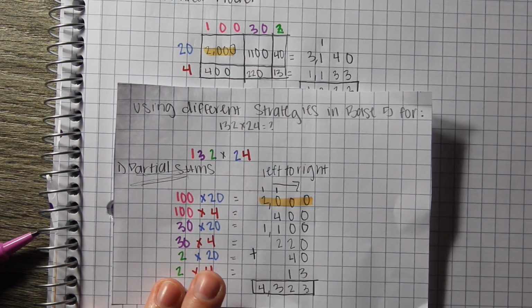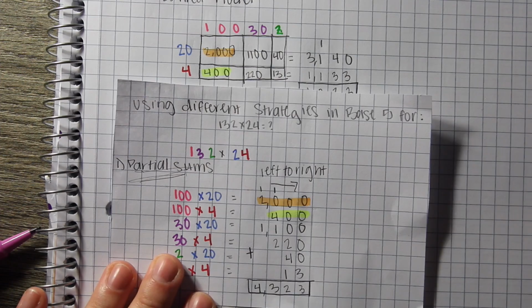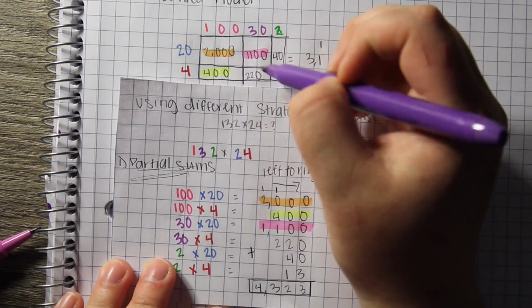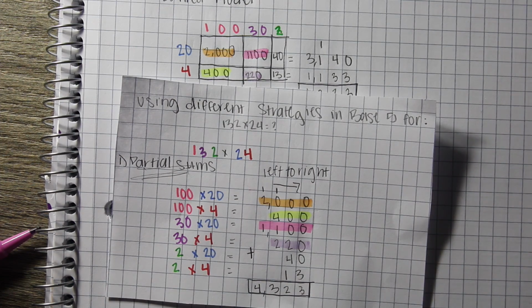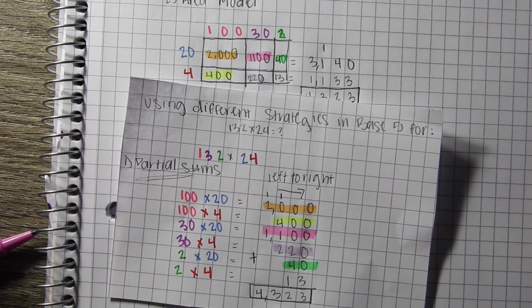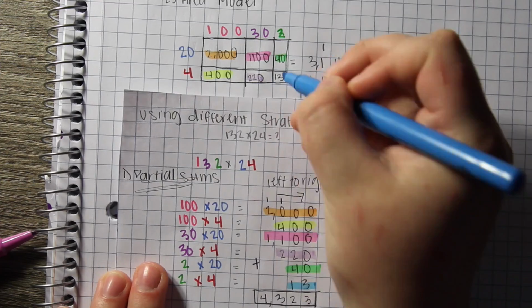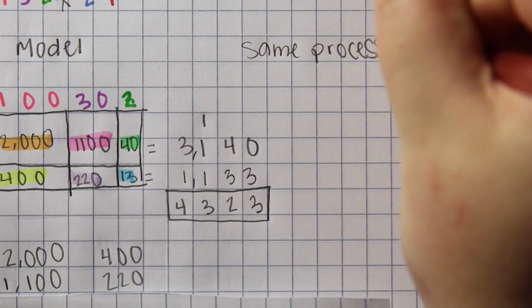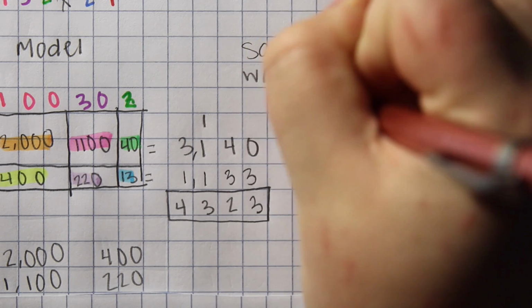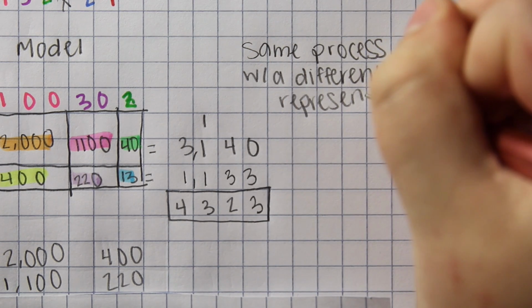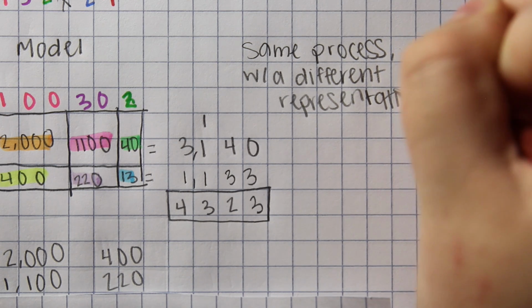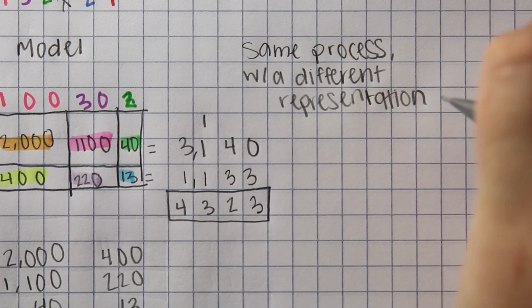And I am just showing really quickly again that partial products is pretty much the same method as the area model. They're just represented in different ways. So I'm highlighting once again that we used all the same steps and found all the same answers, just as a reminder. But again, our answer does turn out to be 4323 for base 5 in this problem.